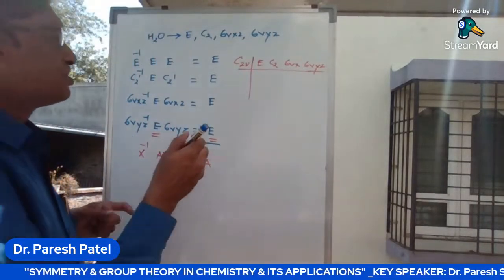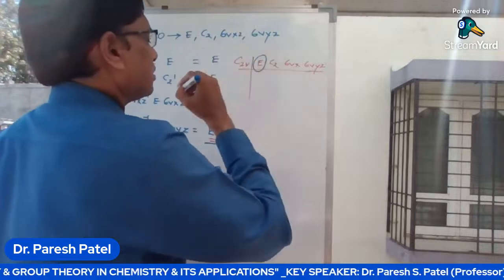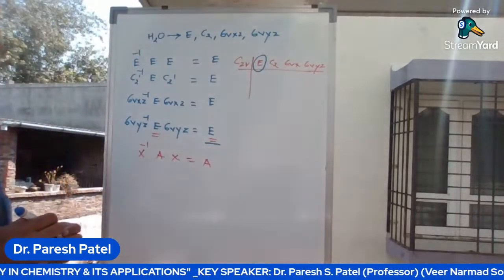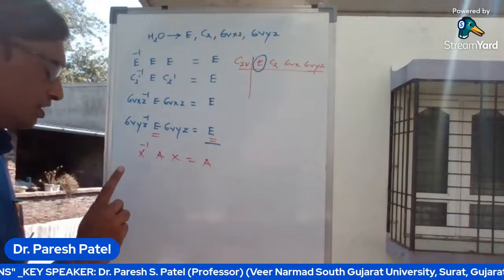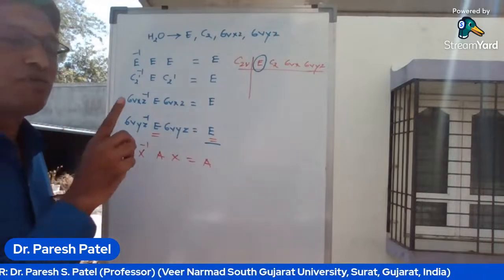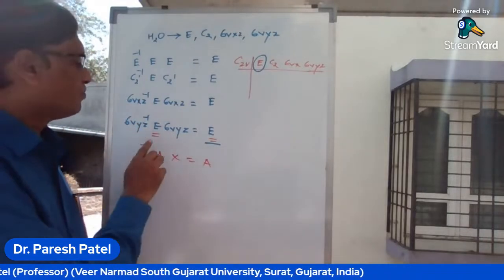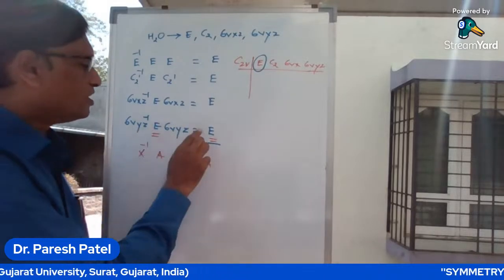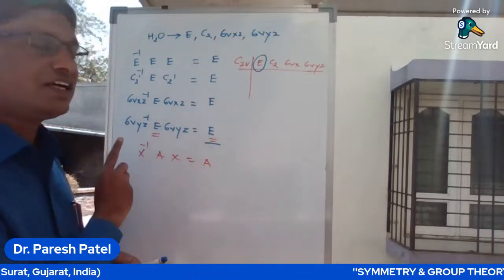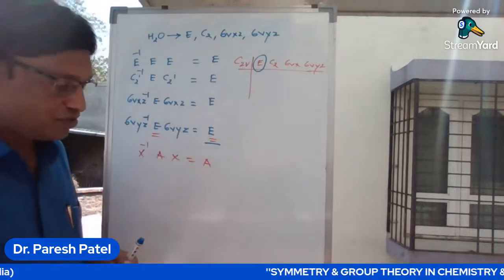So first class for the C2v is identity. In any character table, E is conjugate to itself to form an individual class. So the first class of the C2v point group is the identity, or we can say E is conjugate to itself to form an individual class.